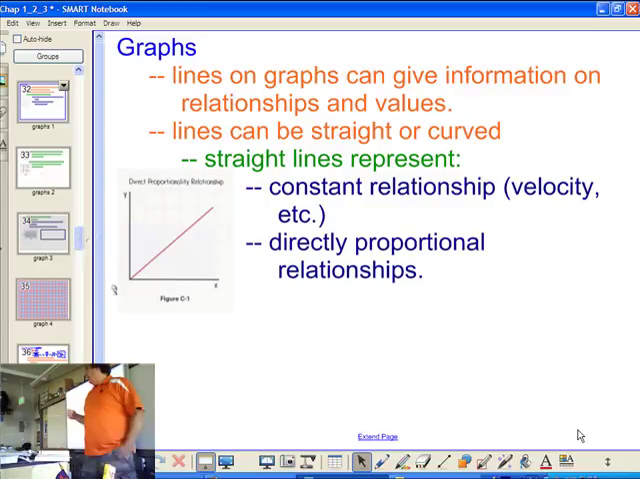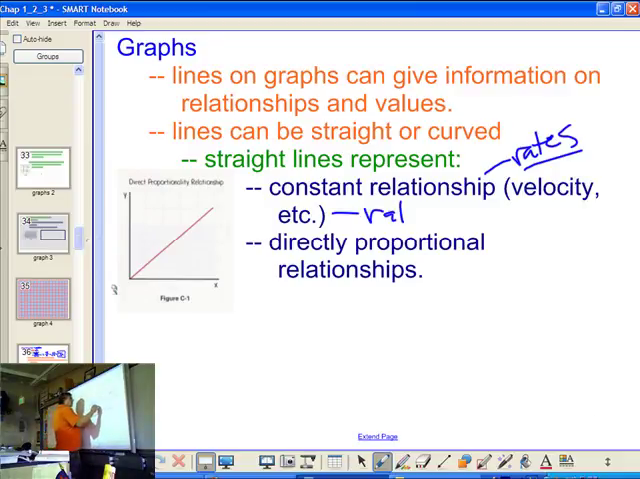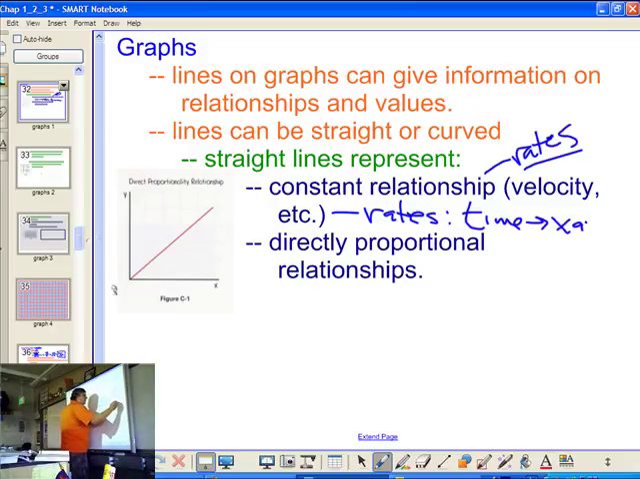Now, straight lines. Straight lines, one, are going to tell you something's constant, especially any graph that's a rate. Graphs that do rates. Remember, rates are anything per what? Per time. Anything per time. When we deal with rates, time is going to be on the x-axis. In fact, the two things you're going to do graphs with next time are rate graphs.